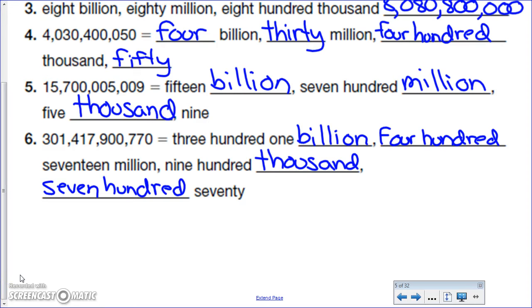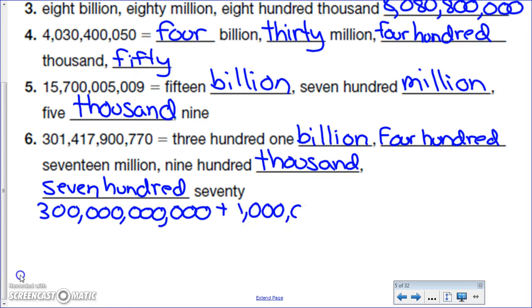Finally, the last thing I need to show you that's not actually on the worksheet is what's called expanded form. So we're going to use problem 6 to show expanded form. This is when you write the number out as an addition problem, separating all the pieces out. So we're going to start by separating out 300 billion. Plus 1 billion. Plus 400 million.